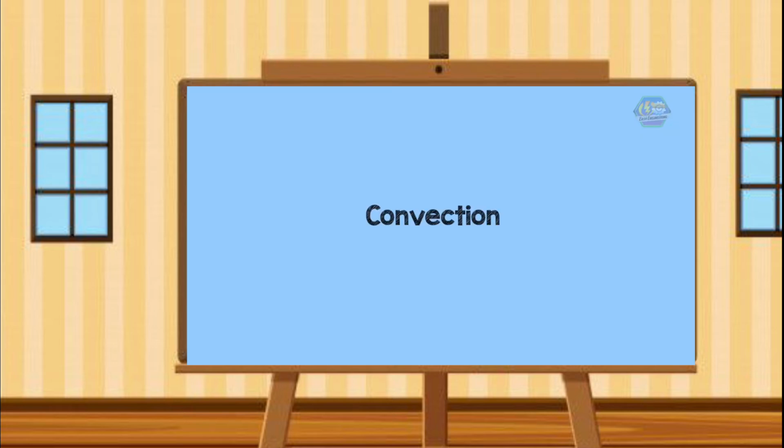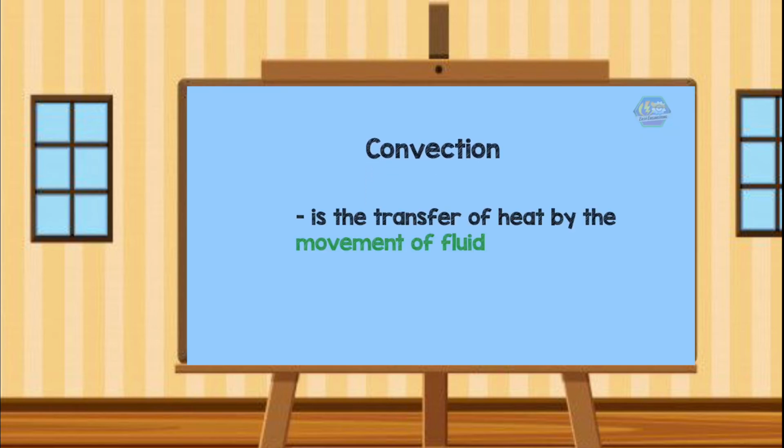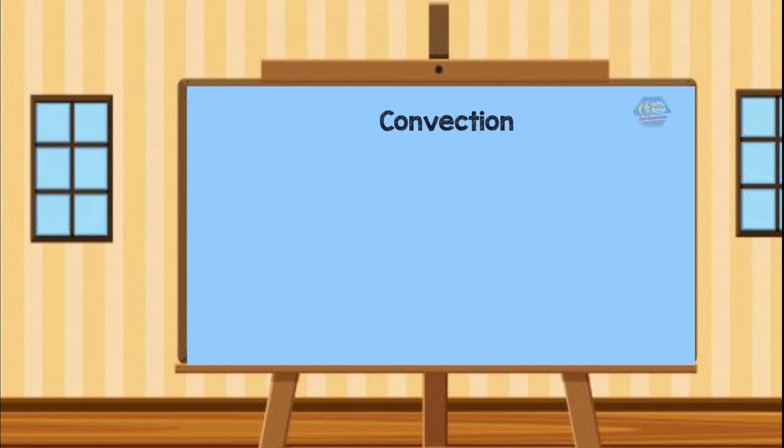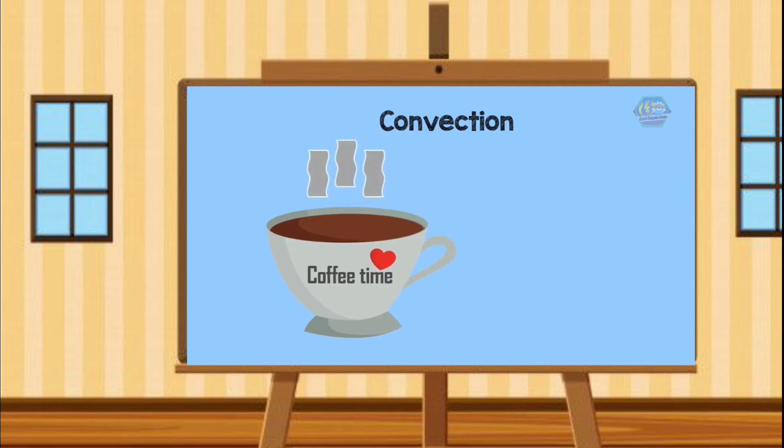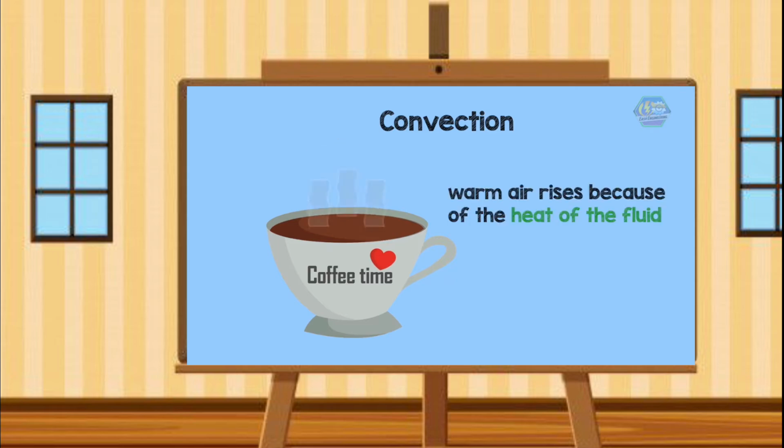Convection is the transfer of heat by the movement of fluid. Hot beverages, hot coffee to be specific, is another example of convection. You know why? It is because the steam coming out of hot coffee, in the form of warm air, rises because of the heat of the fluid.